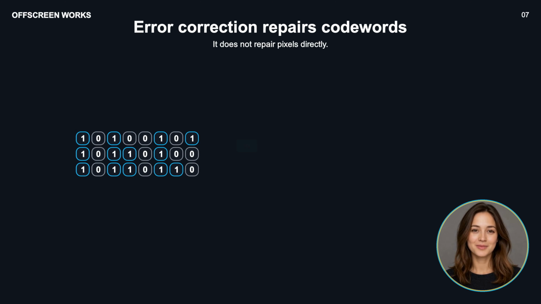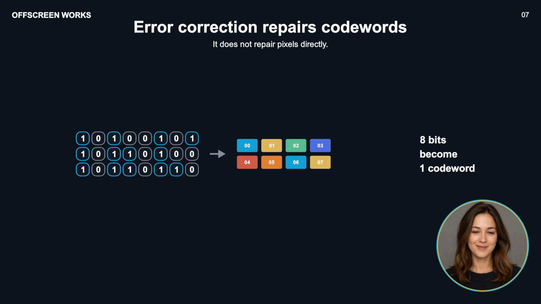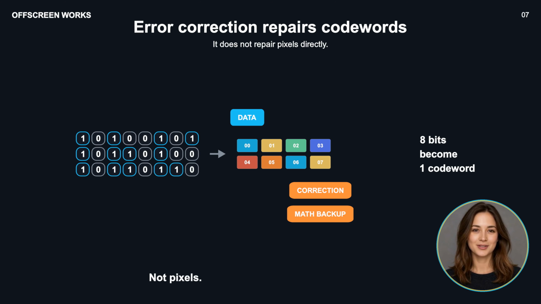The bits are grouped into codewords. A codeword is usually shown as a small 8-bit chunk. Some codewords carry the message. Other codewords carry error correction information. You can think of those correction codewords as mathematical backup. This is the important shift. QR error correction does not repair pixels. It repairs codewords after the scanner has already converted the picture into a grid of bits.